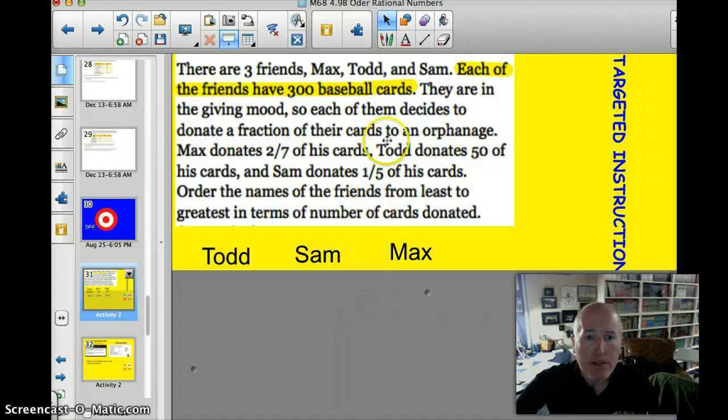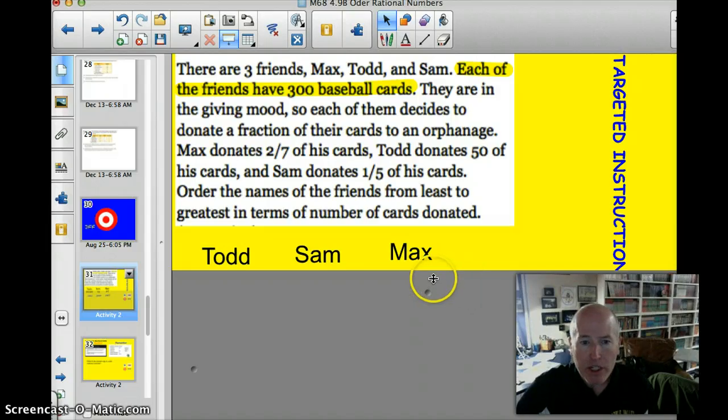There are three friends, Max, Todd, and Sam. Each of the friends has 300 baseball cards in their collection. They're in the giving mood, so each of them decides to donate a fraction of their cards to an orphanage. Max donates 2/7 of his cards, Todd donates 50 of his cards, and Sam donates 1/5 of his cards. Order the names of the friends from least to greatest in terms of the number of cards donated.